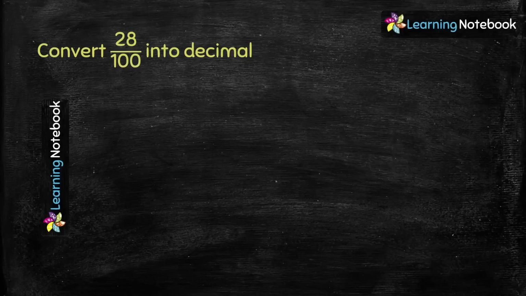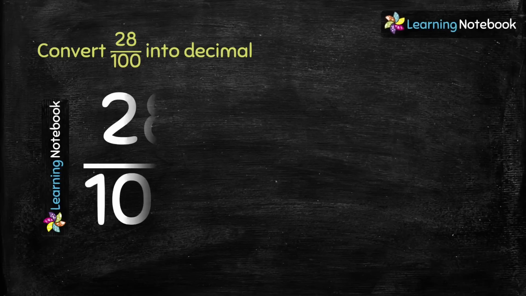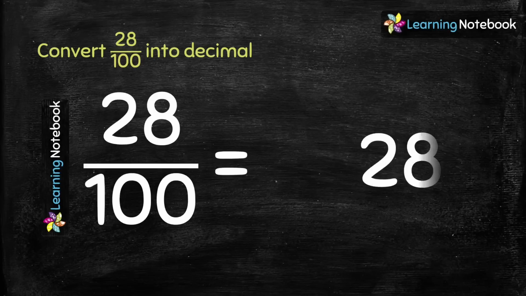Let's see the next question. Convert 28 by 100 into decimal. So here numerator is 28. So we will write 28. And then we can see there are 2 zeros in the denominator. So let's place a decimal point at 2 decimal places. So we will count from right 1, 2 and put the decimal point. So answer is 0.28.